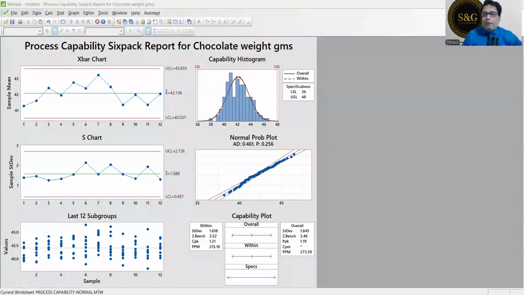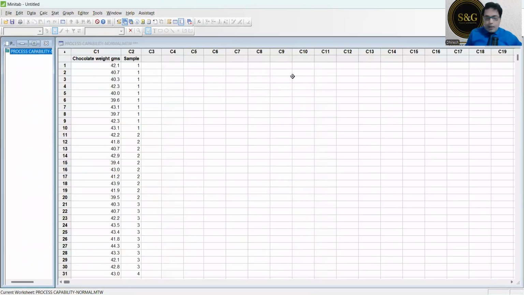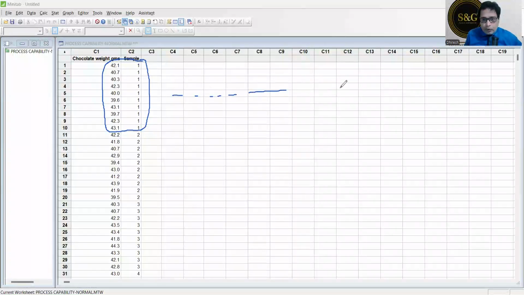Plot within and overall. So what is within and overall? Let me go back to the data and understand this. What is within? Every sample, within the sample itself, has a small variation. If I plot this sample, let's say there is a small variation over here.